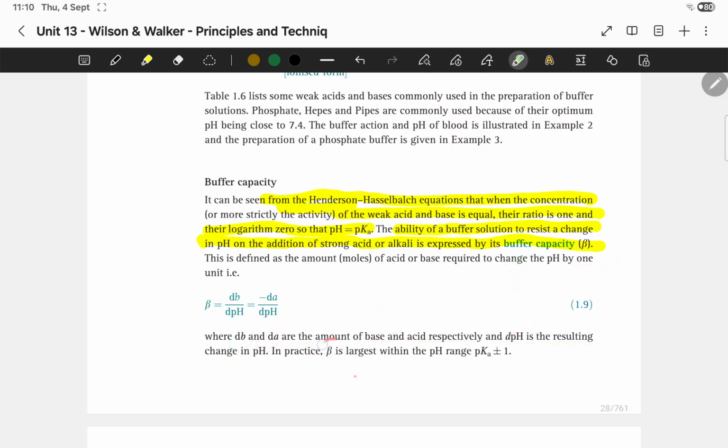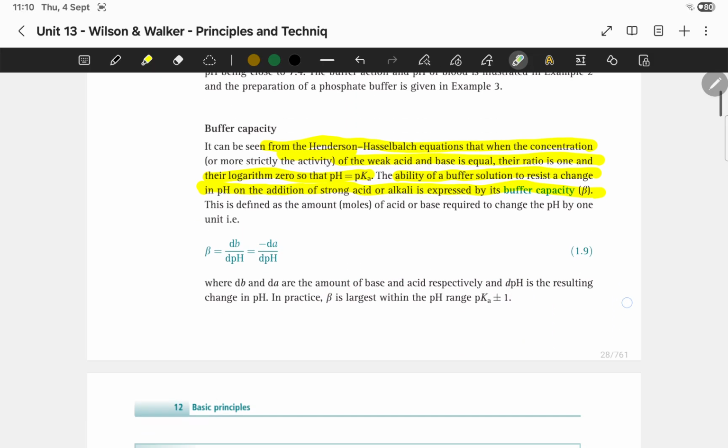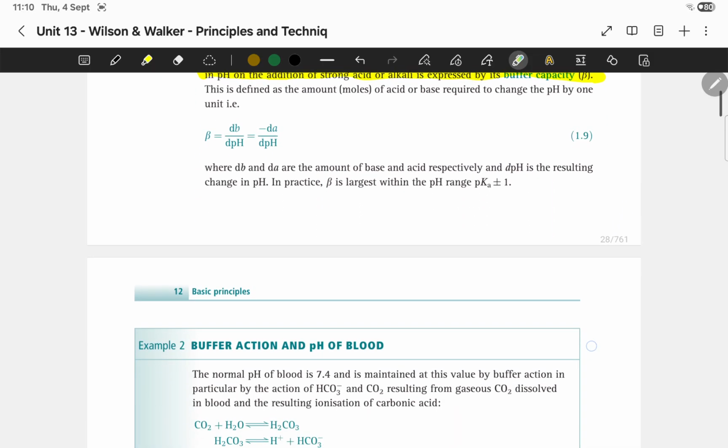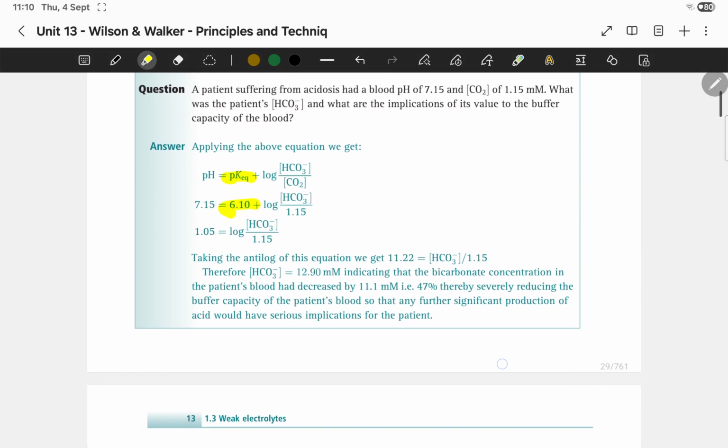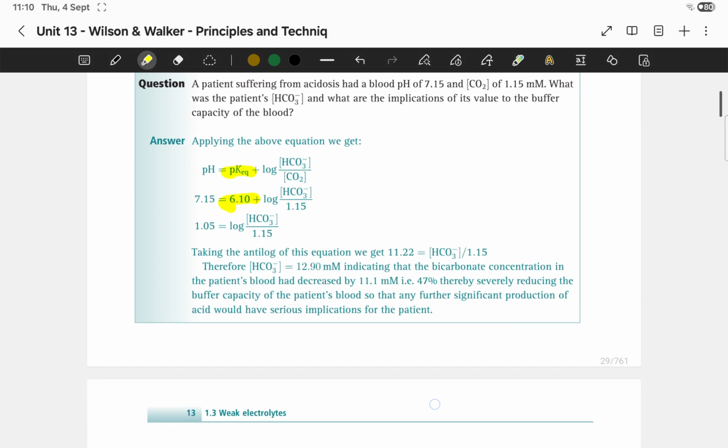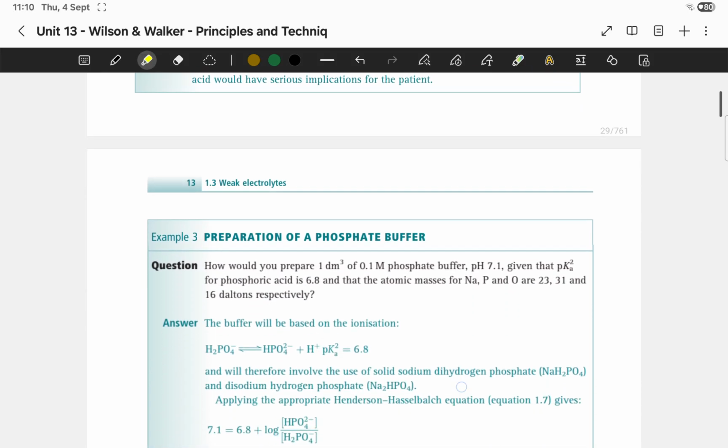So in practice, beta is largest when the pH is in the range pKa plus minus 1. Okay. Amount of base or acid, this is important, and the resulting change in pH. So we did that question. We're moving to the next part.